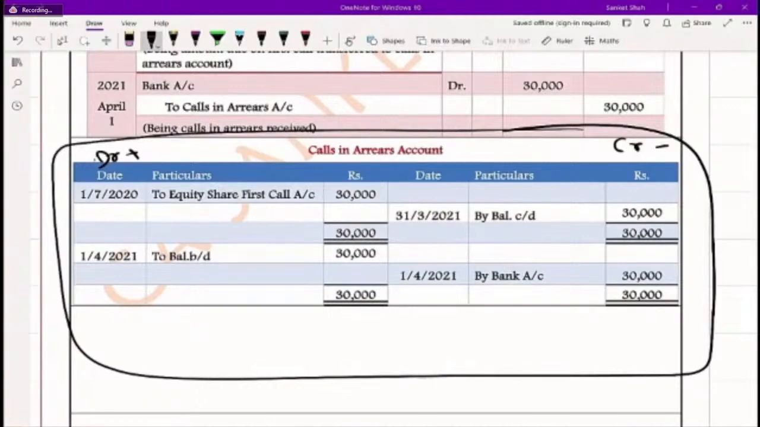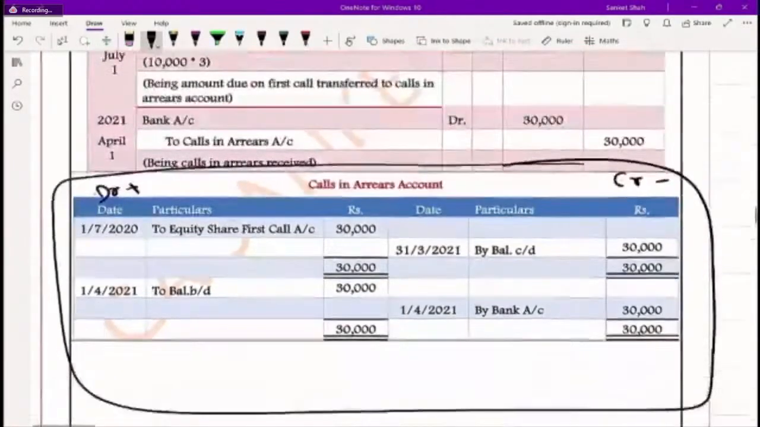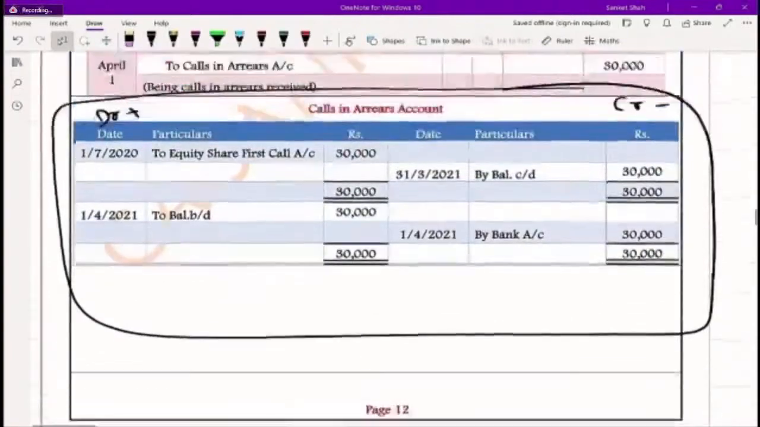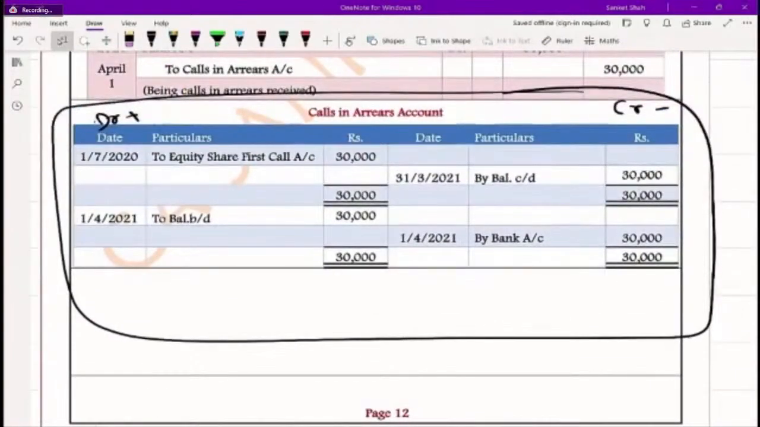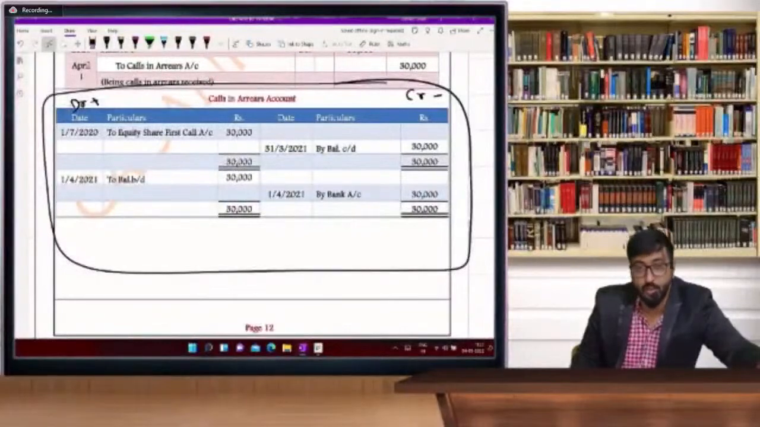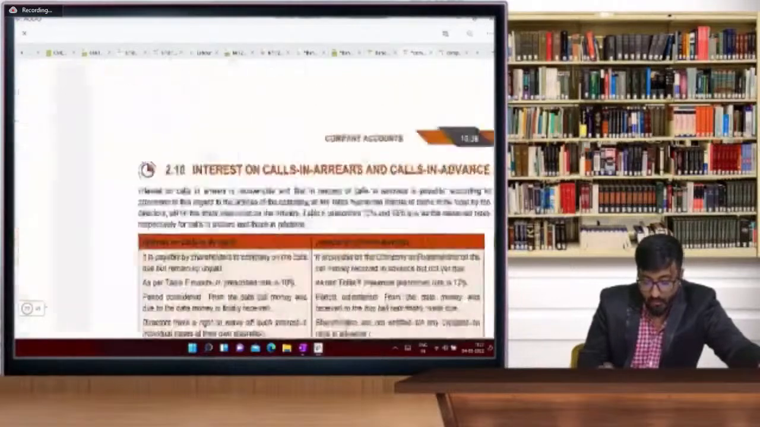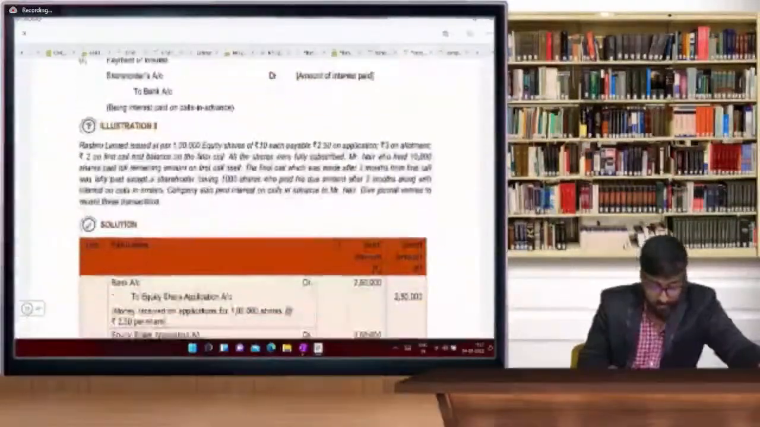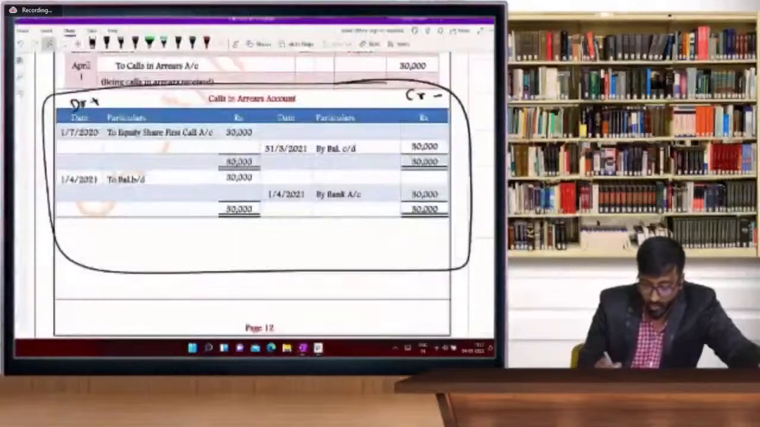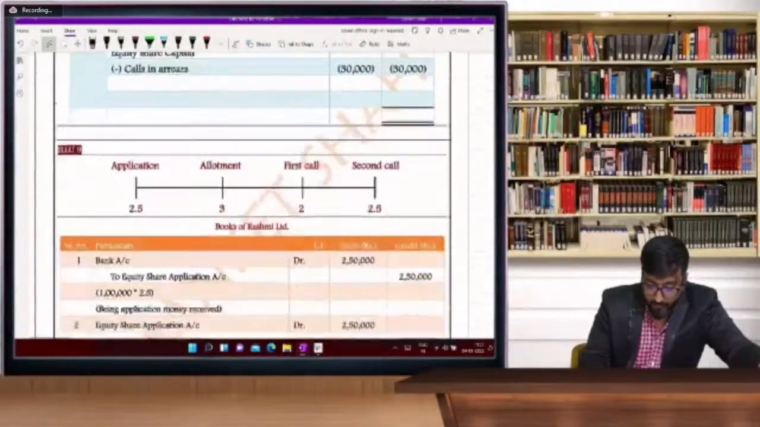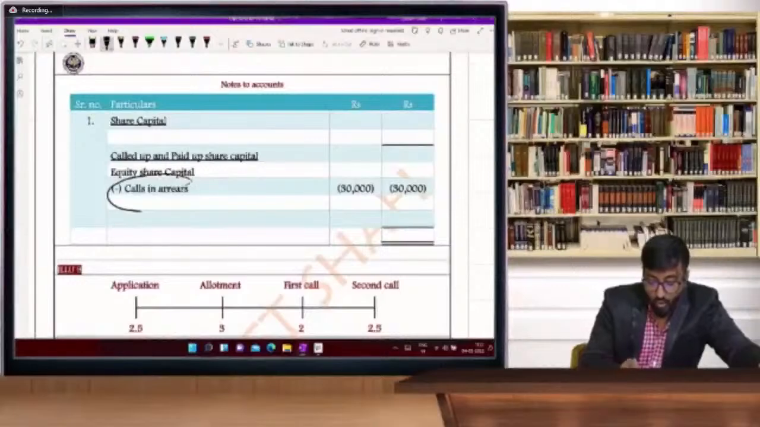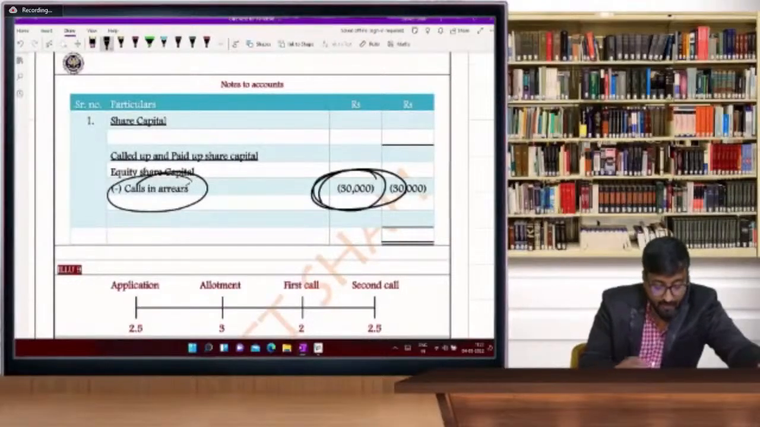Sir, illustration 8 is different in my book. Muhammad Ahmad, please take new copies. I think we forgot to write the calls in arrears account. Today I will tell the suggestion to open the calls in arrears account. Otherwise, we will cancel that account from the question. Illustration 9, mark it as IMP 1. And as I told you, calls in arrears is always deducted from share capital.